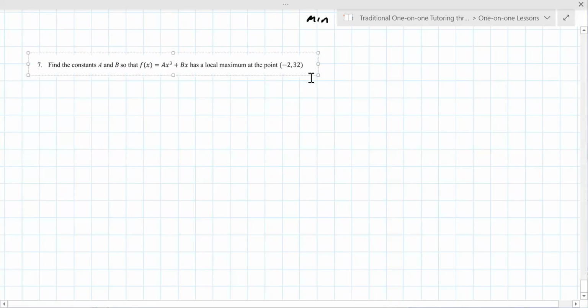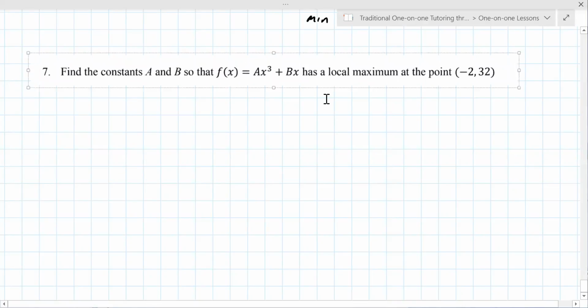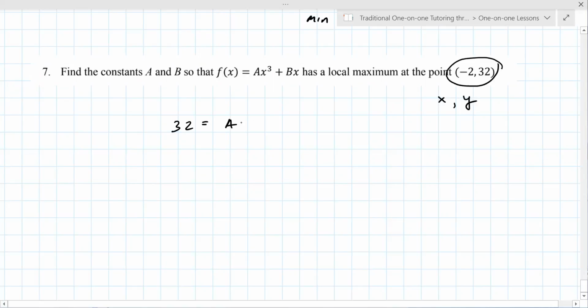All right, find the constants A and B so that this function has a local max at the point (-2, 32). I remember we did a few homework problems like this. The mistake is to forget that you actually have to try this point in the original. You have to put 32 as y, a times -2 cubed plus b times -2. You got to remember to do that, because that gives you one of the equations.